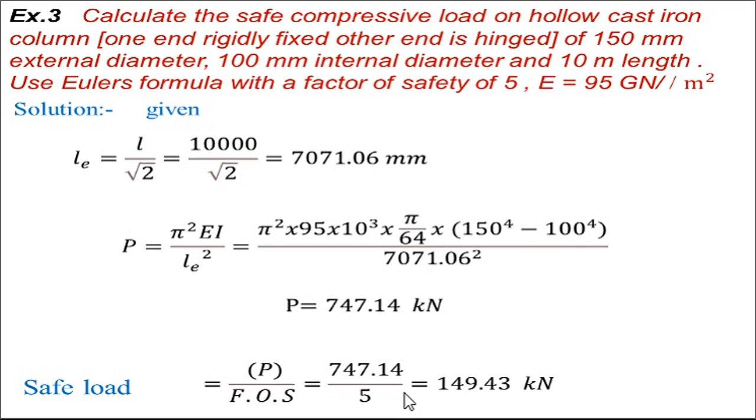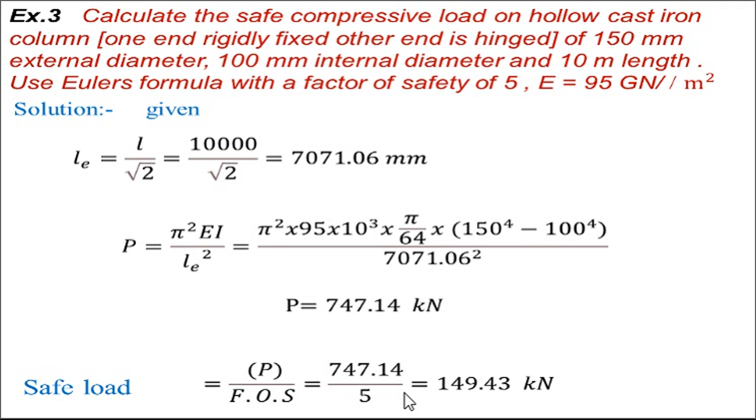Length, actual length of the column is given. It is 10 meter, and we have to use Euler's formula to find out the safe compressive load. So first of all, we will start from the LE, that is effective length. As one end is fixed and the other end is hinged, our effective length is equal to L divided by root 2. L is the actual length.